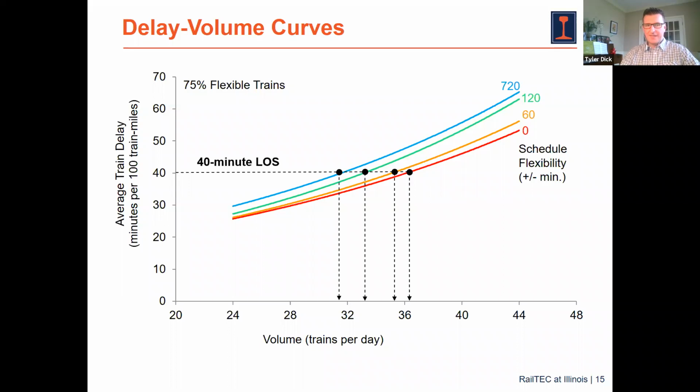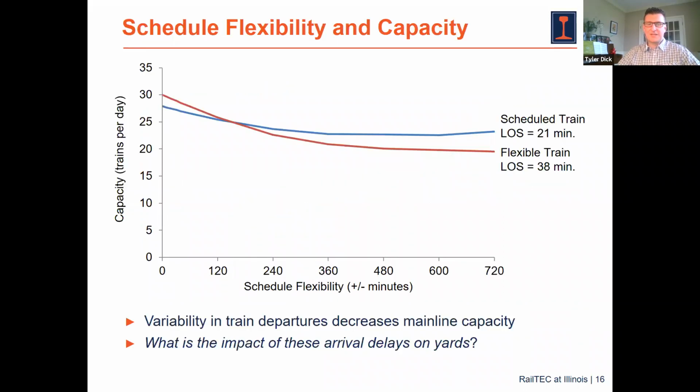If we replot that, with schedule flexibility on the horizontal axis, we see that we have some decay in our capacity with increasing schedule flexibility, depending on what level of service we set for our different trains operating on the route. So the idea is that this variability in train departures coming from our yards and terminals is going to potentially decrease the capacity, in trains per day, of our mainline operation.